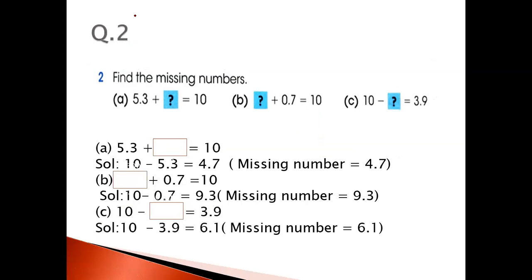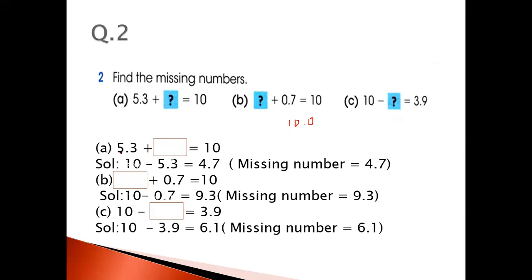Similarly, we are going to do the same as we have done in question number 1. Here you can see two terms or two numbers are given in all these three parts. So first part, you can see 5.3 plus missing number is equal to 10. So what we will do, we will write 10 in the form of a decimal, because 10 and 10.0 are the same. So we will write here 10.0 in the first row. After that, the number given to us is 5.3. It means we will use 10 and 5.3 to find out the missing number.